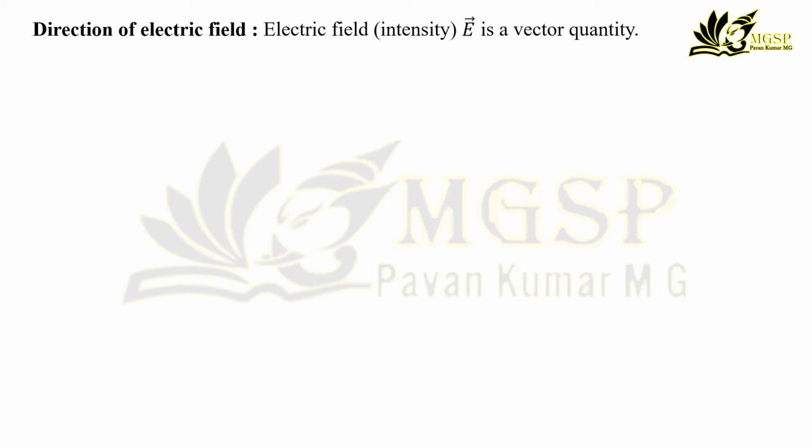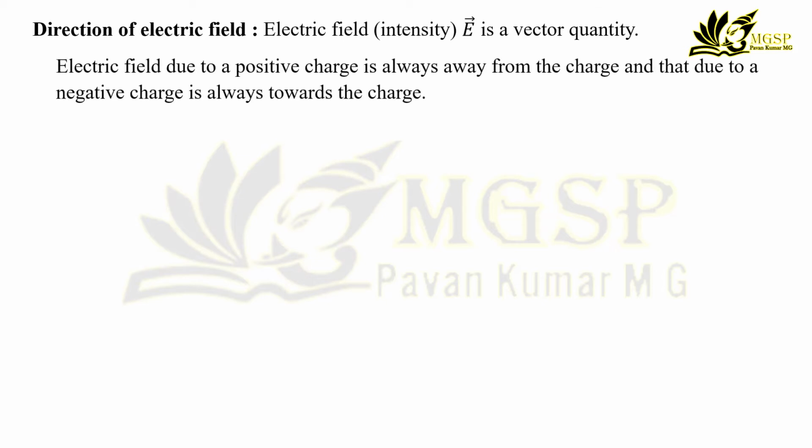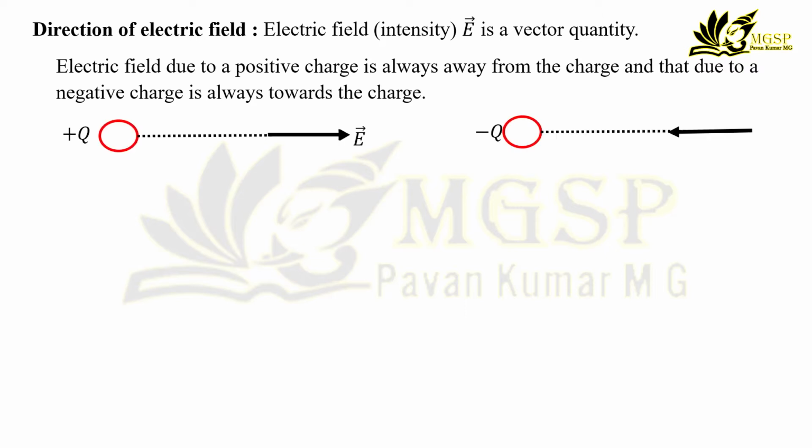Direction of electric field. Electric field intensity E is a vector quantity, meaning it has a direction and a magnitude. The electric field due to a positive charge is always away from the charge, and that due to a negative charge is always towards the charge. If you consider a positive charge, the electric field lines will move outward, going away from the charge. When you consider a negative charge, it is towards the charge.